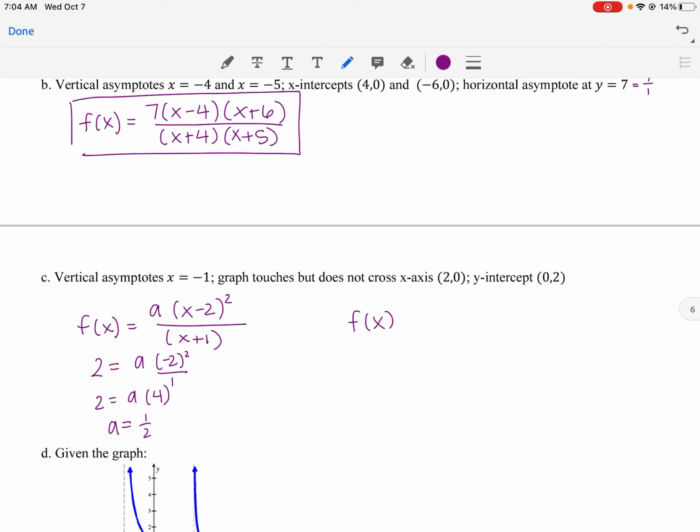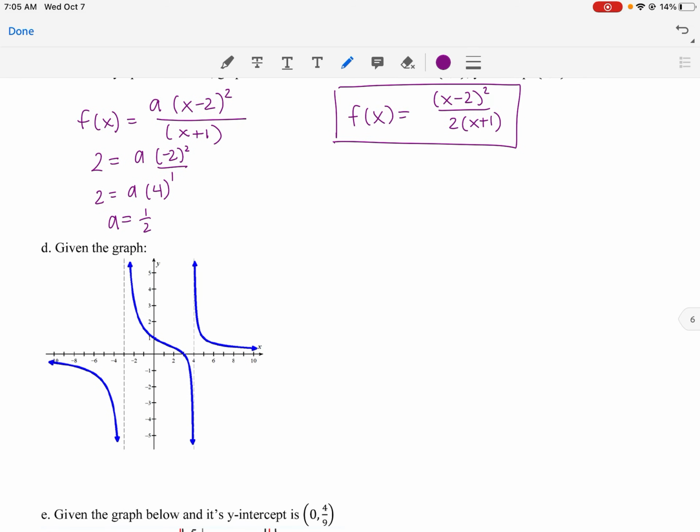In this case, since a is a half, I would think about that as there's a 1 being distributed to the top of the fraction, and there's a 2 on the bottom. So this is probably the nicer way to write your final answer. It's not incorrect to write just a half out front or a half on the numerator. Remember, we don't like fractions over fractions.